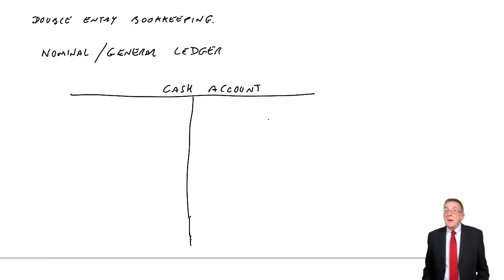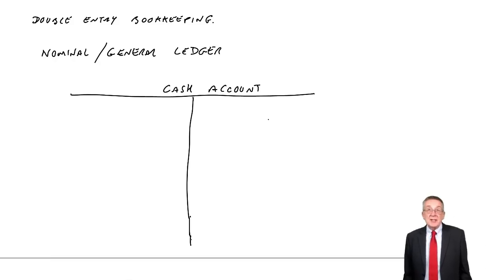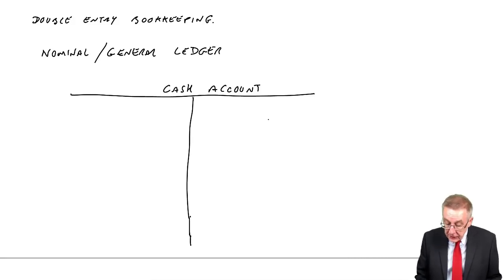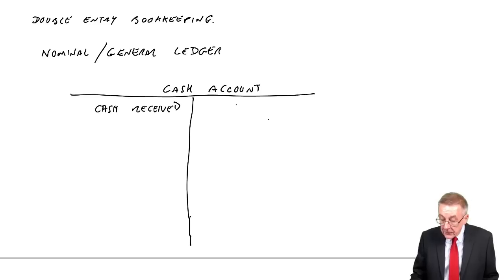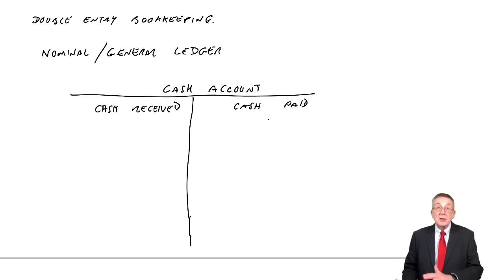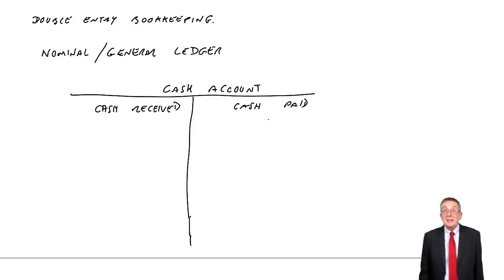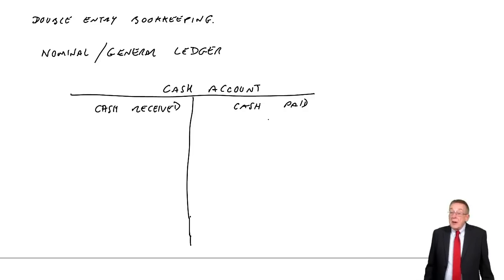And of course, you have 2 pages. So what we do, for no special reason, everybody does it this way, is we'll use the left-hand page to record cash received, and we'll use the right-hand page to record cash paid. It's really useful having 2 pages. So when we receive cash, I'll put it on the left. When we pay cash, I'll put it on the right. We all do it that way.